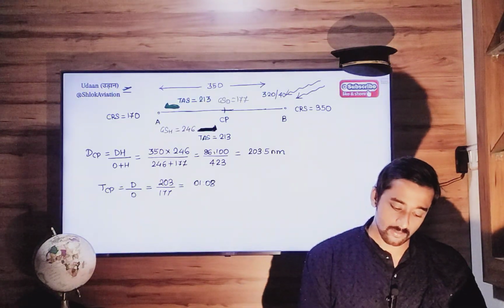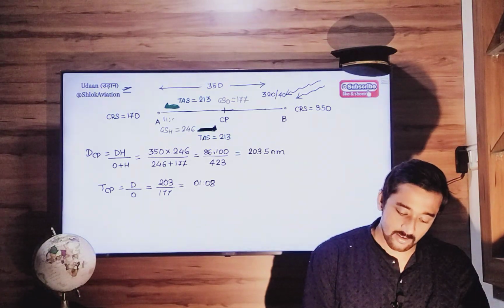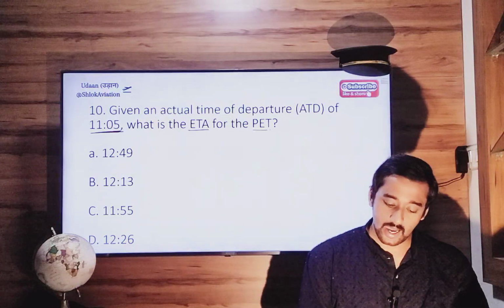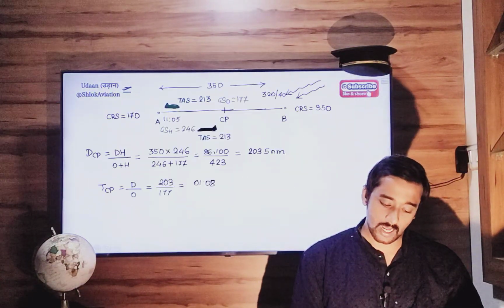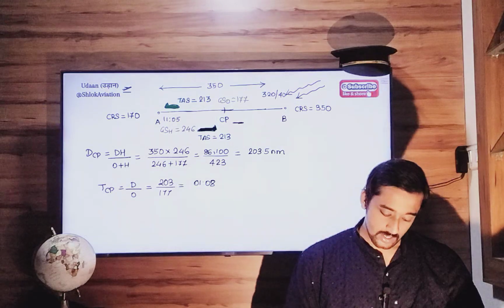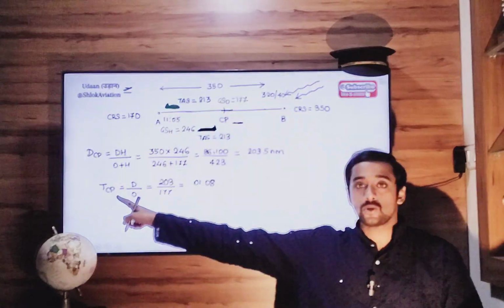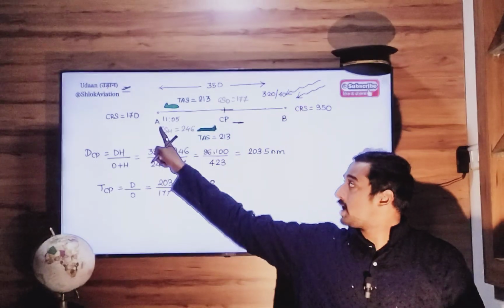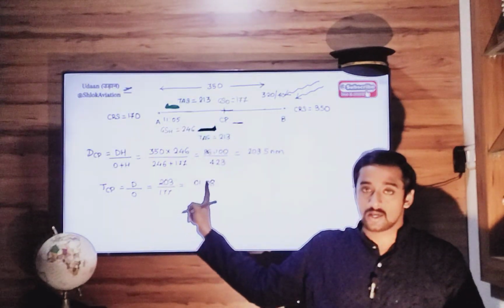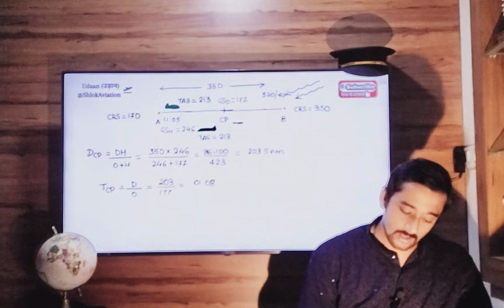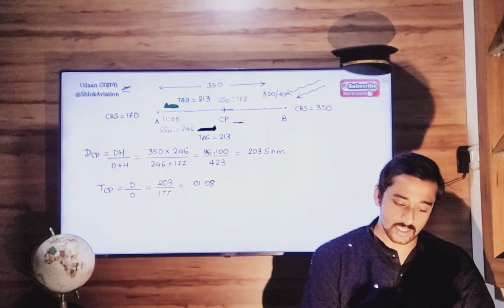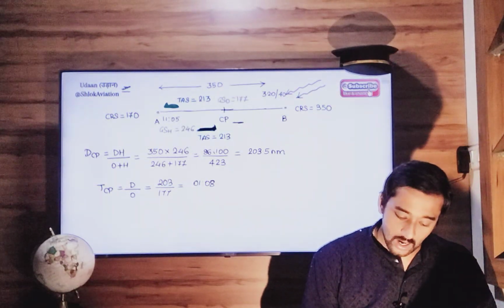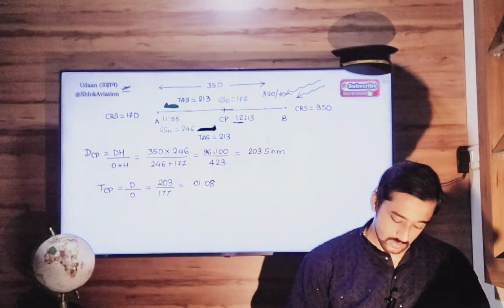Next, given an actual time of departure of 11 hours 5 minutes, that means you are departing from position A at 11 hours 5 minutes. What is the estimated time of arrival at the point of equal time? We have found the time to get to the critical point is 1 hour 8 minutes. So the estimated time of arrival at the critical point will be 11 hours 5 minutes plus 1 hour 8 minutes, that is 12 hours 13 minutes.